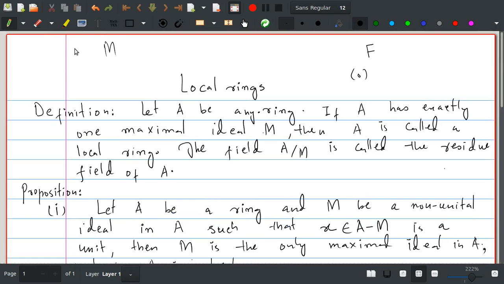Now if we look at the ideal generated by the elements of M and the element x, since x is outside M, this ideal will properly contain M. But M being a maximal ideal, this ideal is actually the unit ideal, i.e. the ring itself.